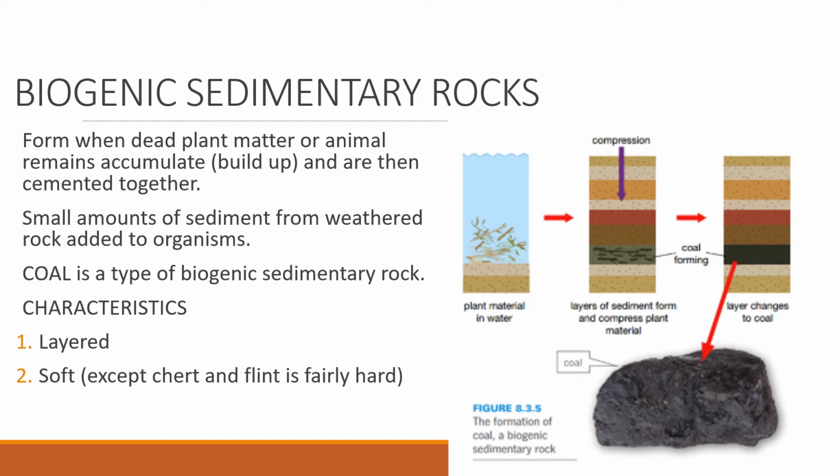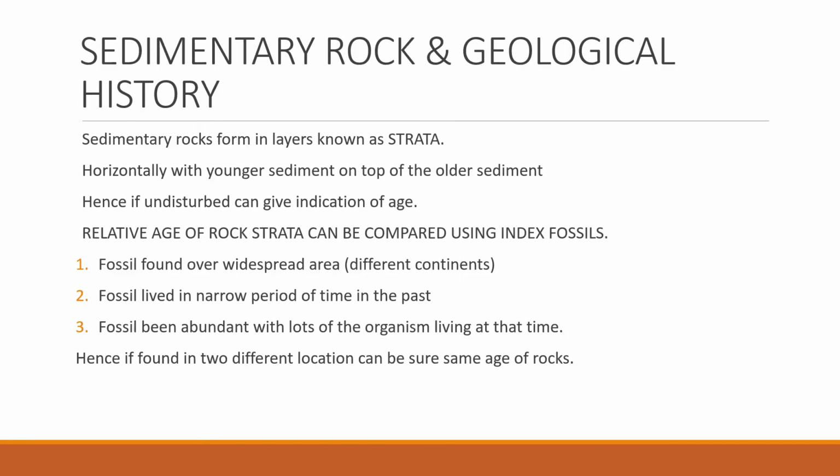So you get thermal and coking coal, which in Bill Wheeler it's thermal coal, which is used to generate power. And in Mara, it's metallurgical coal, which is used to make metal and melt metal. So there's the different types of coals. The characteristics are it's layered, it's soft, and sometimes there are exceptions to the softness of it. Shells and flint are fairly hard, so they're exceptions to biogenic sedimentary.